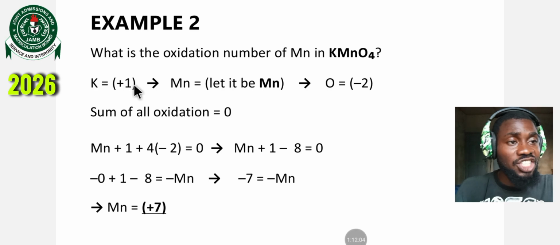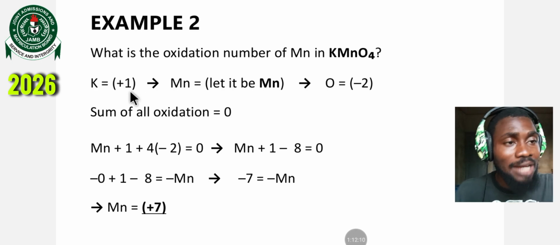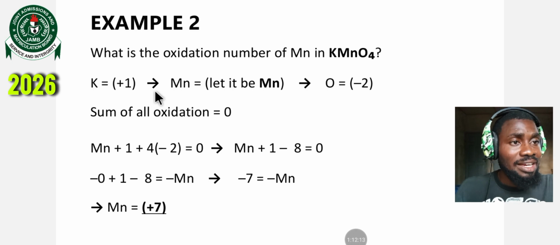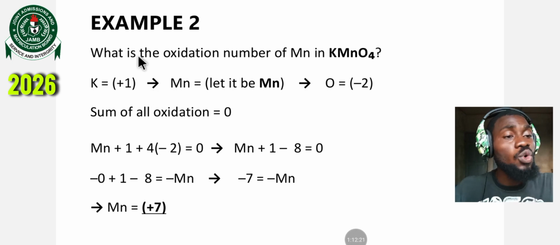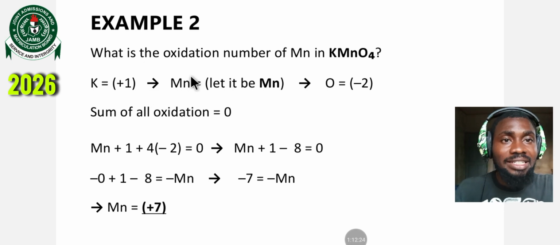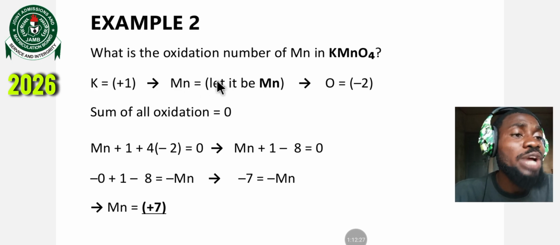Potassium here is equal to +1. That is the charge. Potassium is an electropositive element. It's a metal, okay? So it's going to have +1. It only has 1 charge, okay? And it's the group 1 metal, the alkali metal having only +1 charge. So that's it. And the next we have here is the manganese.